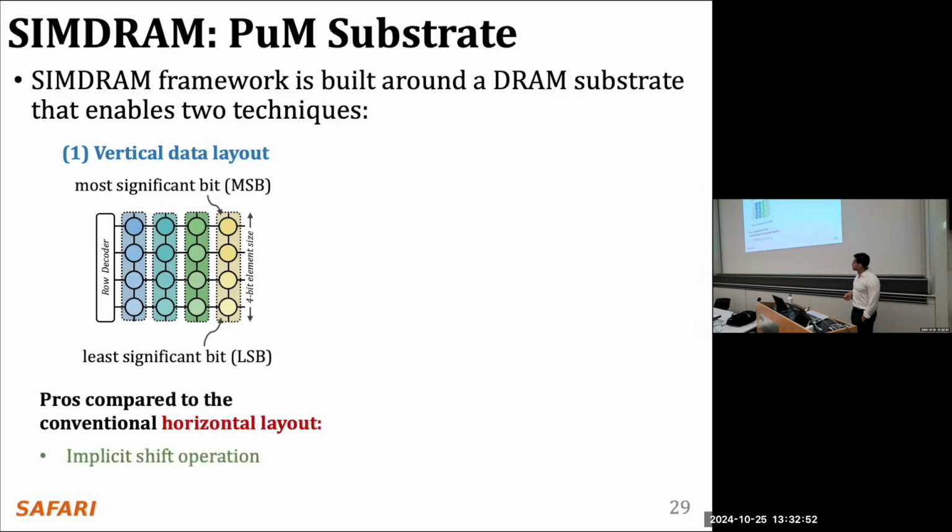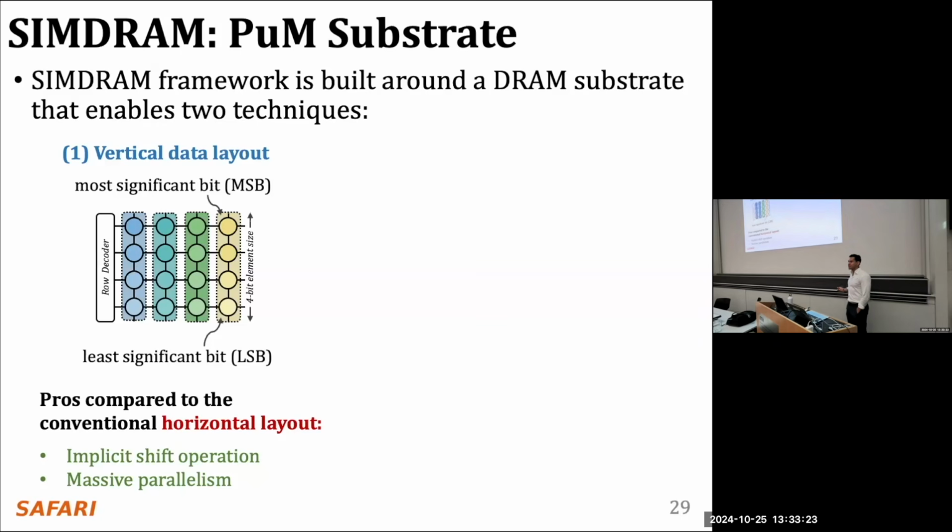What this allows us to do is implicitly shift data using RowClone operations. If I want to move this bit to this bit position, I just row-copy this row to this other row. So if this is your most significant bit and this is your least significant bit, and I want to propagate a carry from here to here, I just copy this bit to this bit using double row activations, as in RowClone.